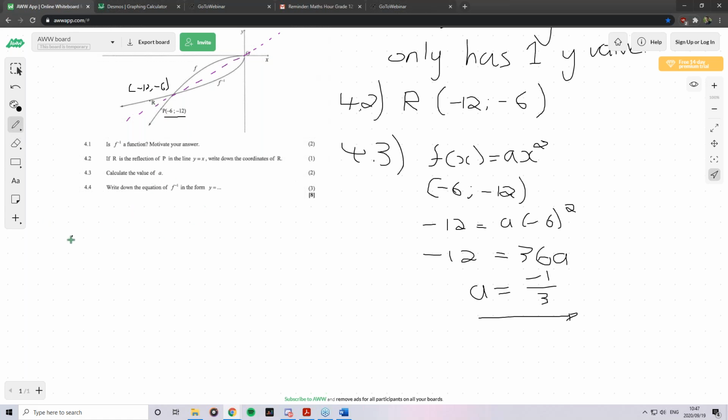Now let's do 4.4. Do you want some time to do 4.4, or have you already? I'll scroll up a bit.